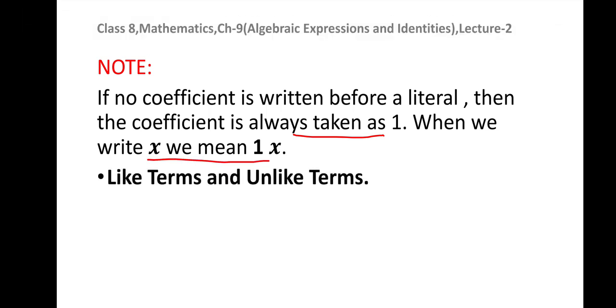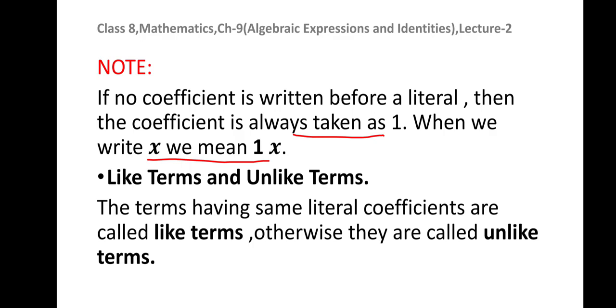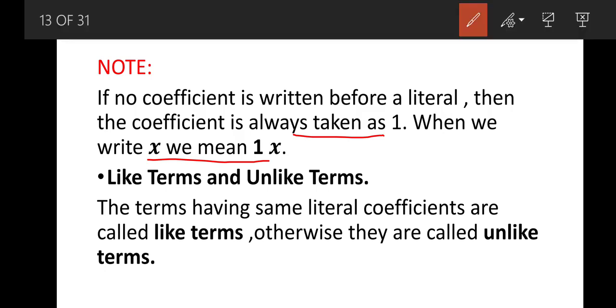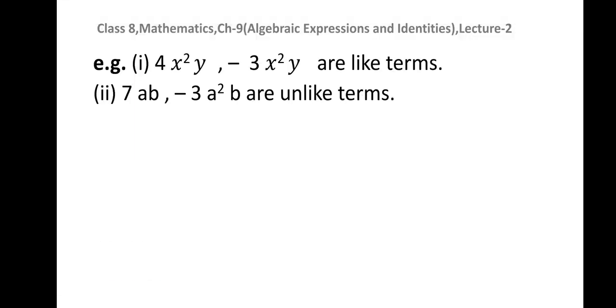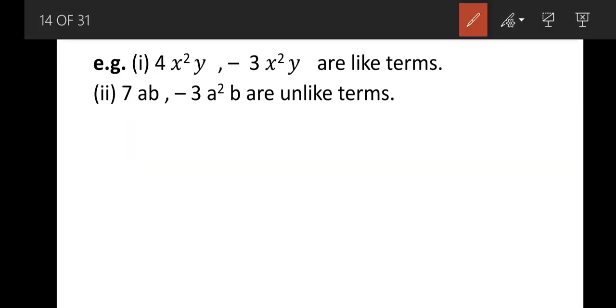Like terms and unlike terms. The terms having the same literal coefficients are called like terms, otherwise they are called unlike terms. Simple as this. Let us consider these two examples. In the first case, you must be observing that the literal factors are x square y. Here also it is x square y. So both are the same. So these are like terms. Now in this second example, it is ab and it is a square b. These are not the same. So these are unlike terms.